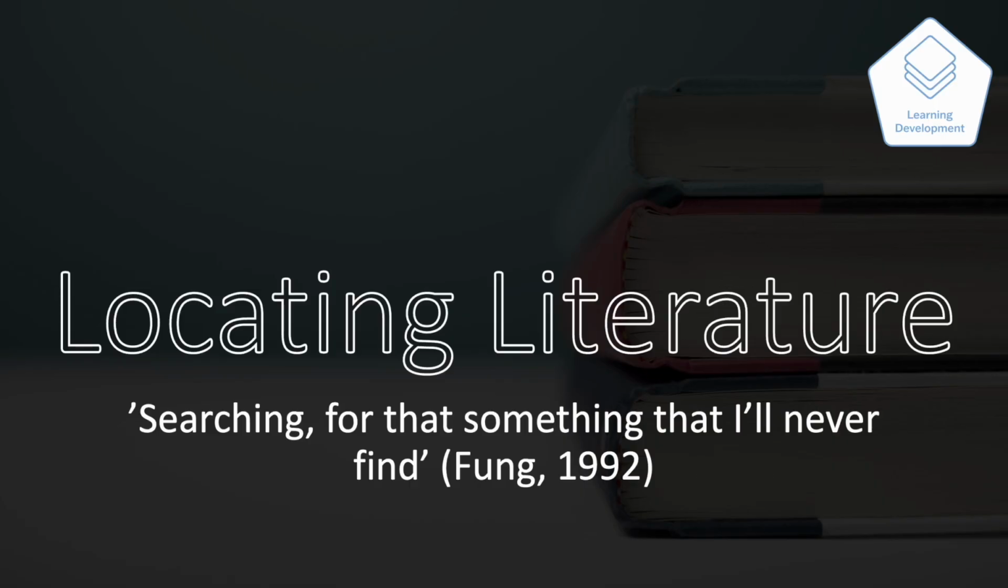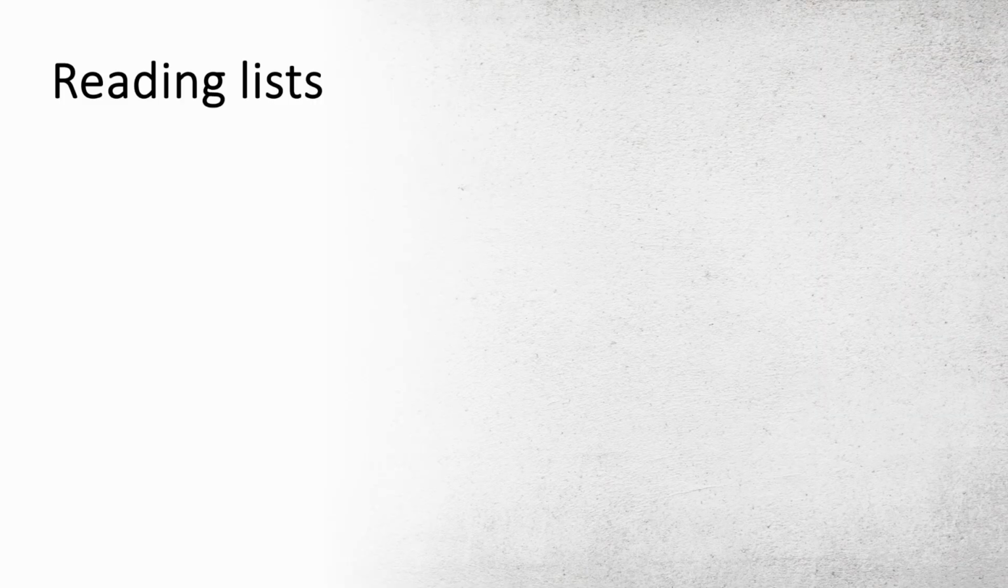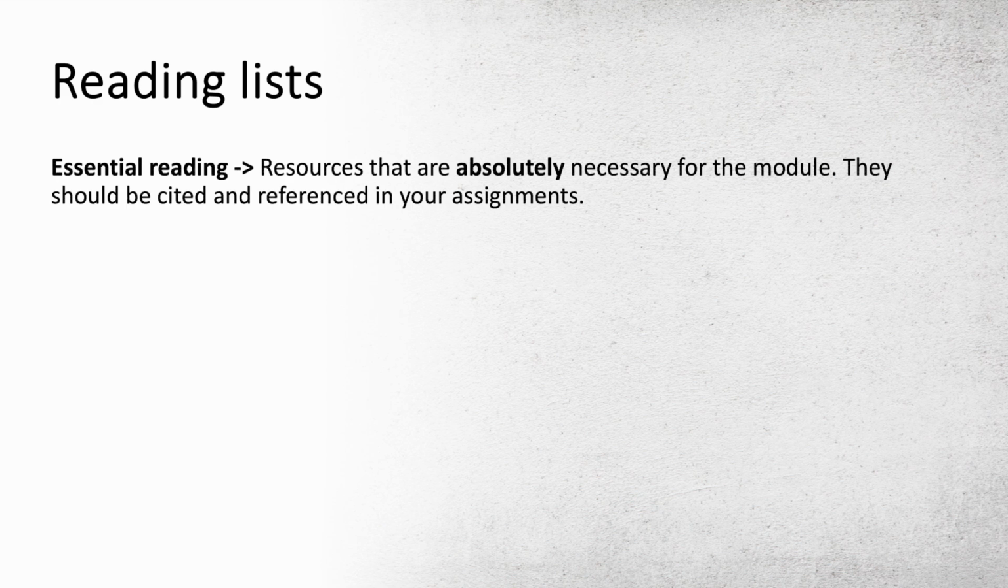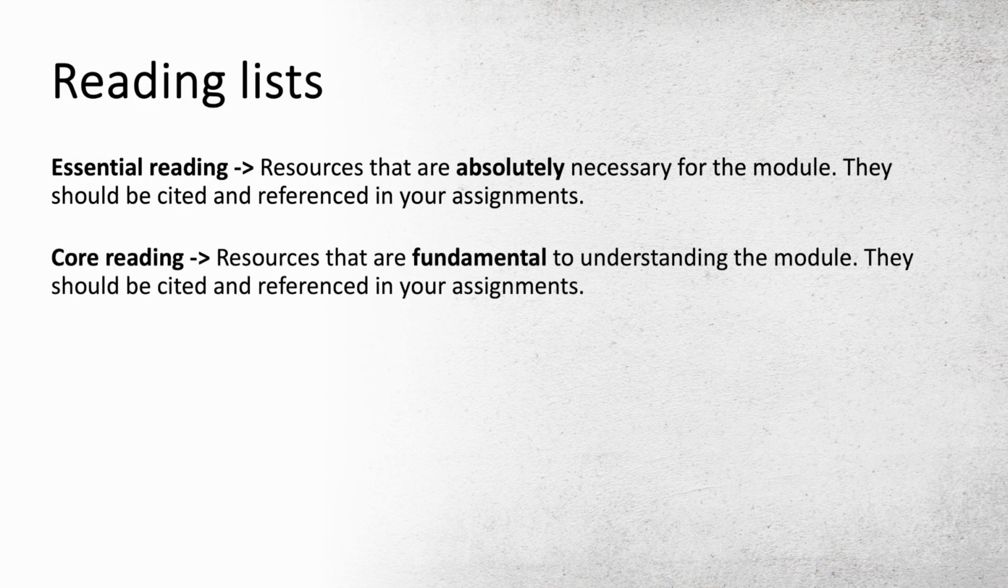Locating literature. Reading lists. Reading lists are the first place to begin. If you have essential reading, these are resources that are absolutely necessary for the module. They should be cited and referenced in your assignments. Core reading are resources that are fundamental to understanding the module. They should be cited and referenced in your assignments.